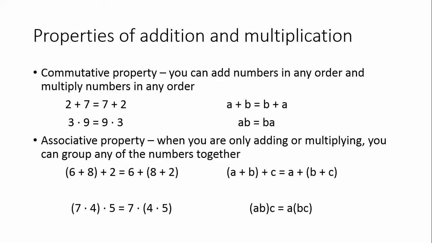The associative property states that when you are only adding or multiplying, you can actually group any of the numbers together and still get the same answer. So on the left-hand side, we have an addition example and a multiplication example. So first we have 6 plus 8 in parentheses, then plus 2. But on the right-hand side, we have 6 plus 8 plus 2.